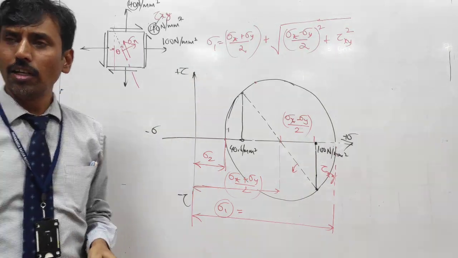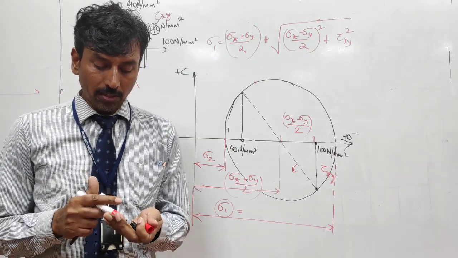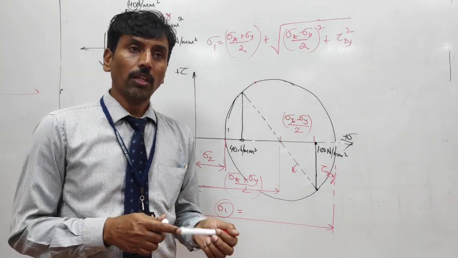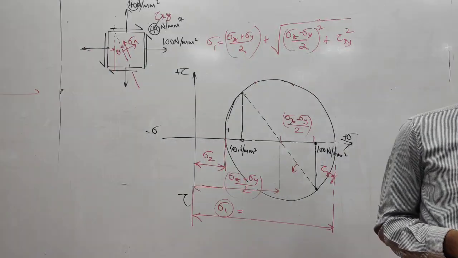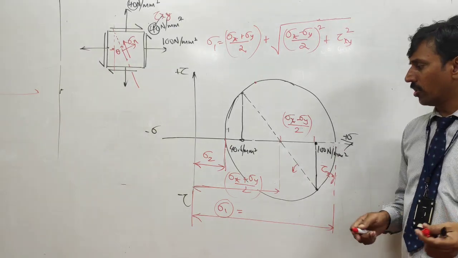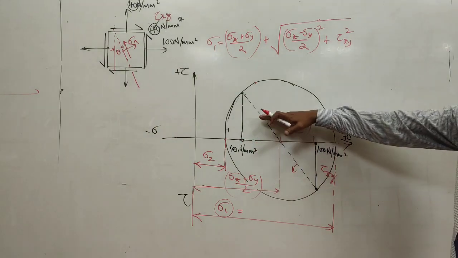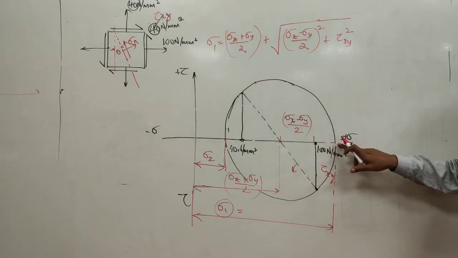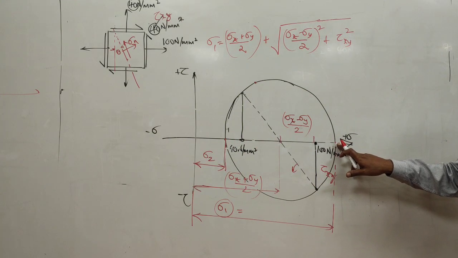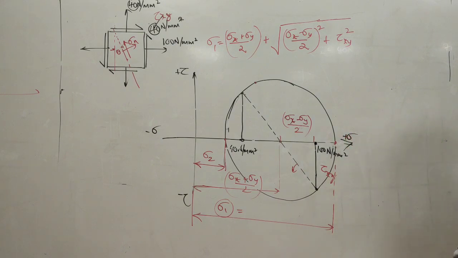And sigma 1 is called the principal stress. If you look on the internet for principal stress, they state that a principal stress is a stress in a plane where there is no shear stress. And it happens that only on the x-axis there is no shear stress. If you go above, there is shear stress. If you go below that, there is shear stress. Only on the x-axis you will find the maximum normal stress with no shear stress. So usually this point is the maximum normal stress.